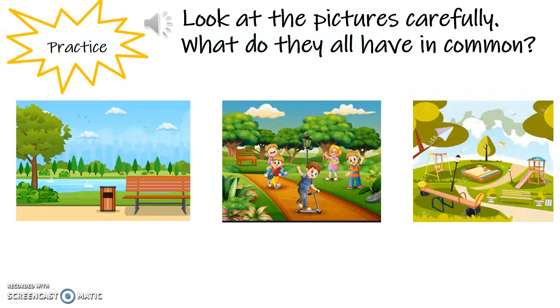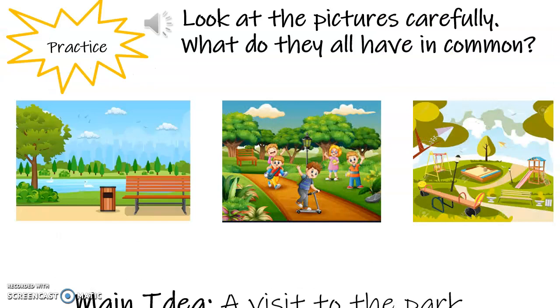One last thing that we talked about was details. In this slide over here, we said the main idea was a visit to the park. How do we know that it was a visit to the park? Well, if we take a closer look at the pictures, in the first one we see a pond or a lake, a bench, a trash can, and a lot of trees. Usually when we go to the park, these are things that we can see there, right?